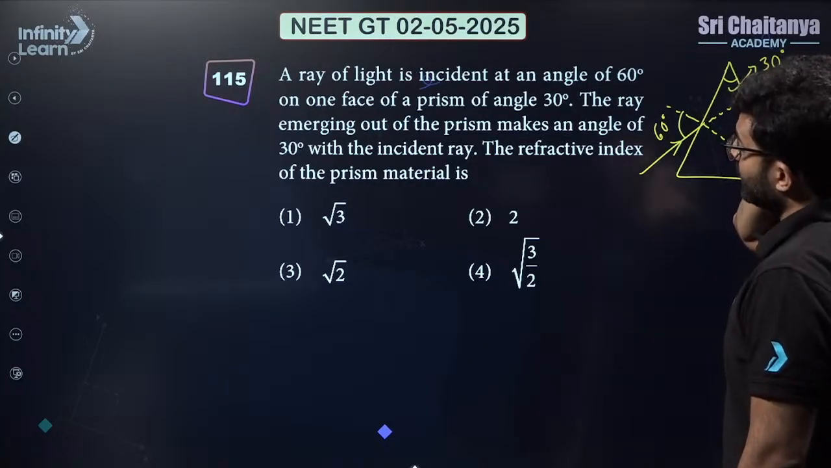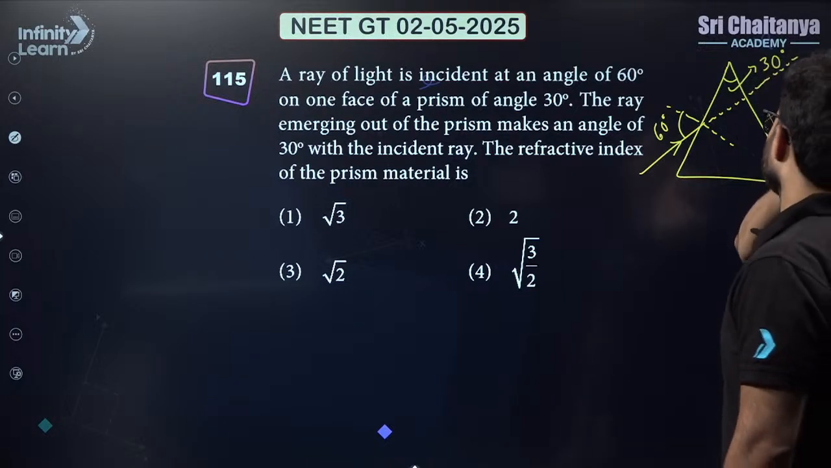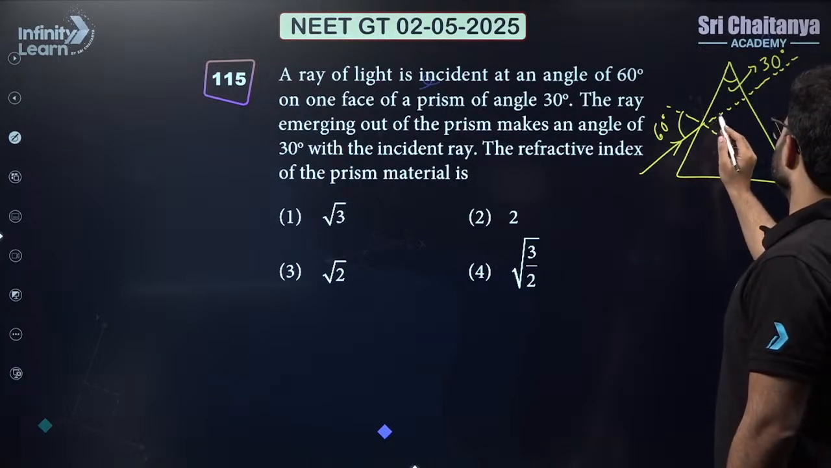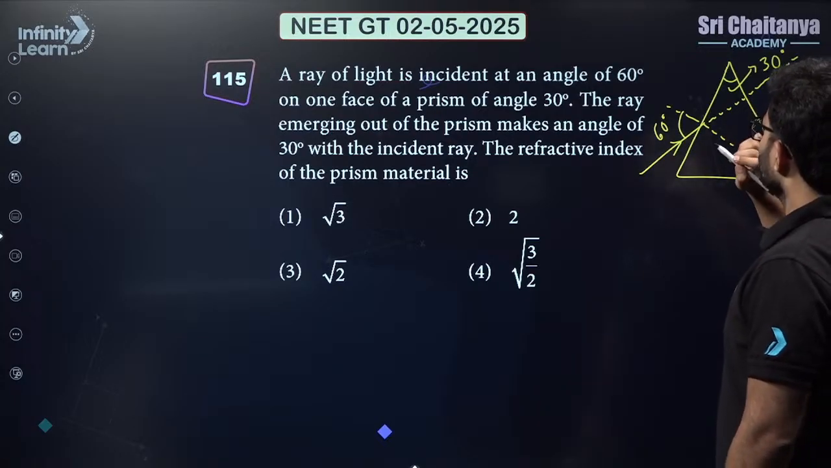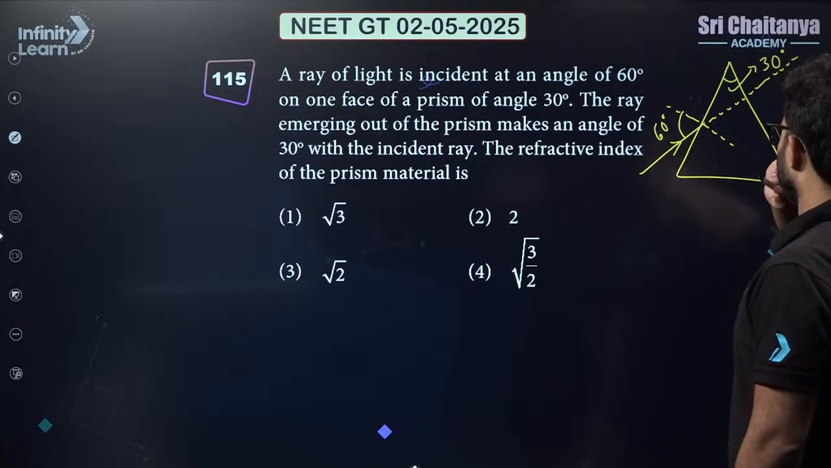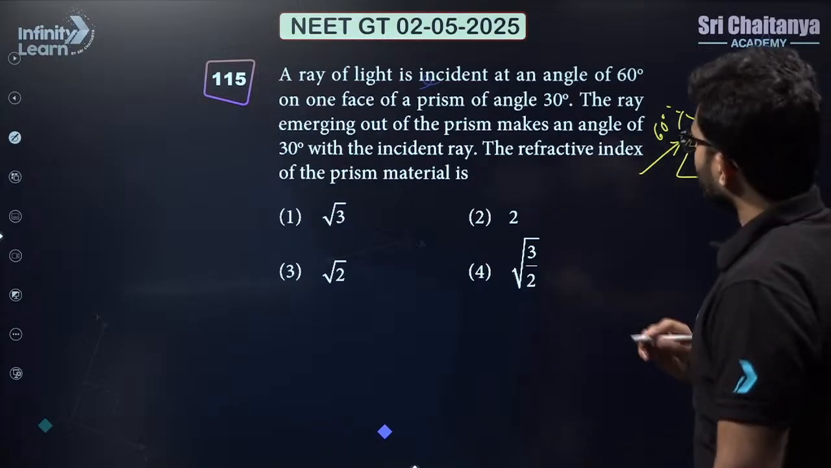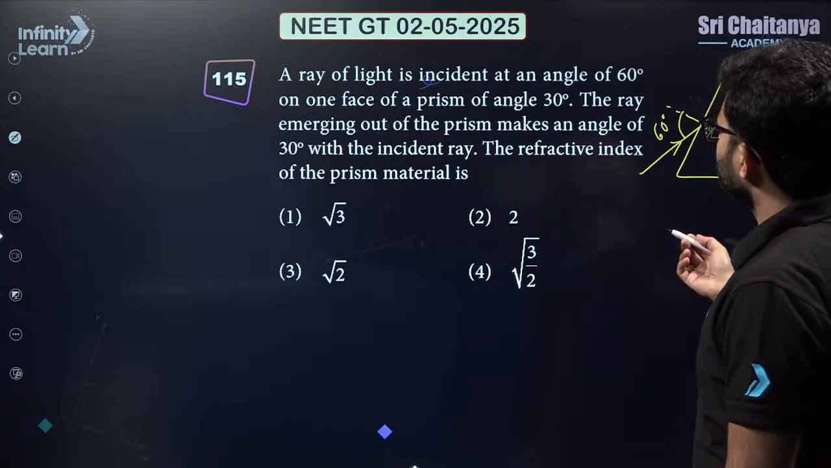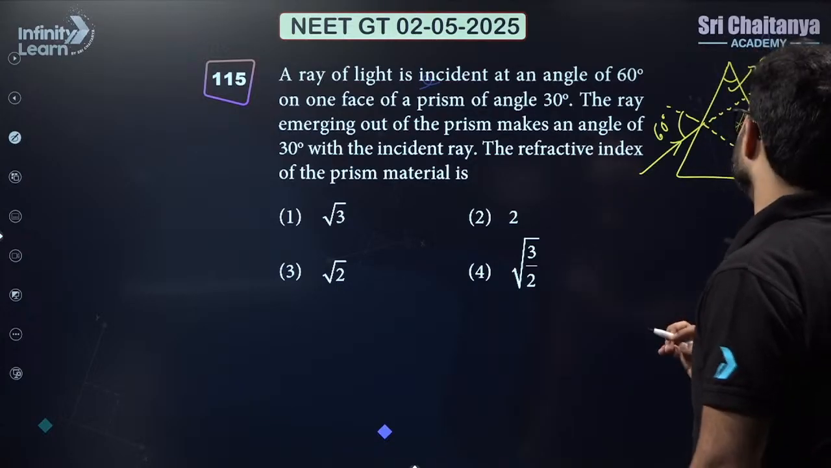With the incident ray, the refractive index of the prism. So you have to calculate the refractive index of the prism. Okay. So let me do one thing. They are saying that this is making an angle of 30 degree, at an angle of 60 degree and on one face of the prism of angle 30 degree, the ray emerging out of the prism makes an angle of 30 degree with the incident ray.